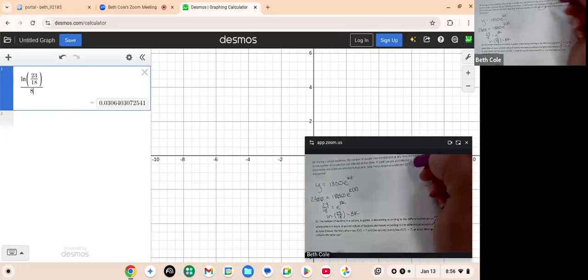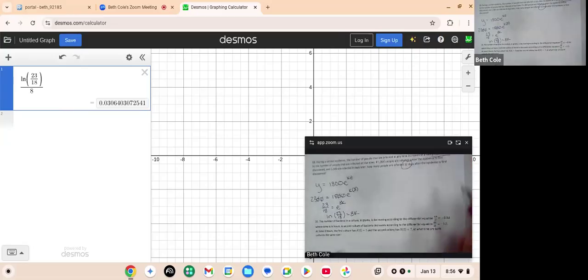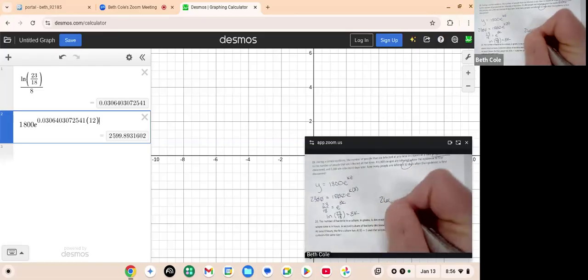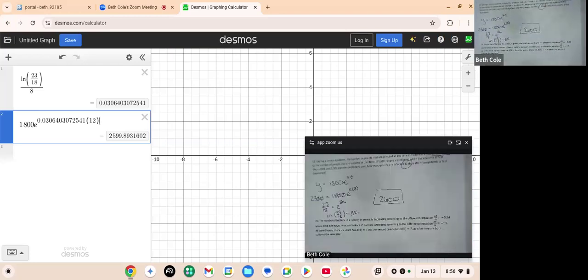All right, and then we want to know how many people are infected 12 days later. So what I'm going to do is type in my initial 1,800, e to the power of this rate, so I'm going to copy paste it and then multiply it by 12 days. That's what it asked for. All right, so we're going to round that to 2,600 people. And it's multiple choice on your test.